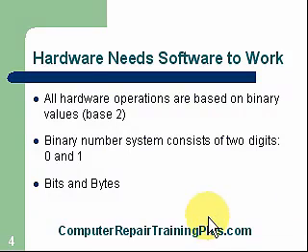Binary number system again consists of two digits, a 0 and a 1. We have bits. What we call bits is just a 0 or a 1, either one of those characters. A byte would be 8 of those characters.